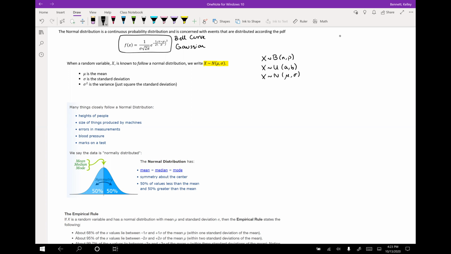So the normal distribution is seen very frequently because a lot of things are actually normally distributed. So heights, size of things produced by machine, errors in measurement, blood pressure, marks on a test. And so, by the way, if someone says, oh, they're grading on a curve, that's actually a bad thing. Well, depending on who you are.